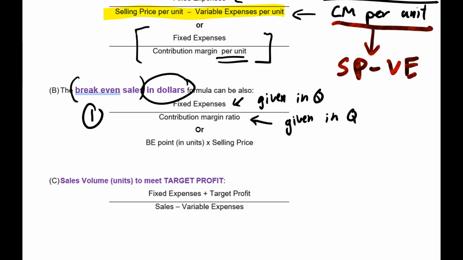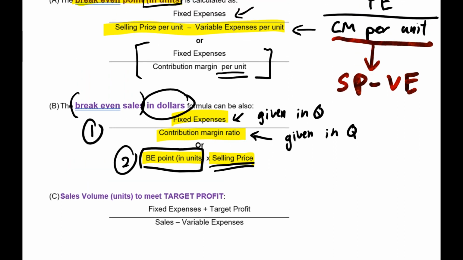If the question didn't give you the contribution margin ratio, you have to use your break-even point in units times your selling price. So there are two formulas here. The first one is fixed expenses divided by contribution margin ratio. If they don't give you that information, you can always use your break-even point in units times the selling price.